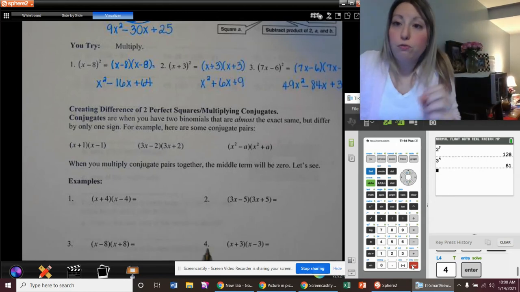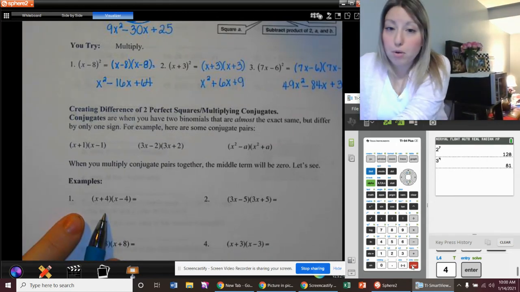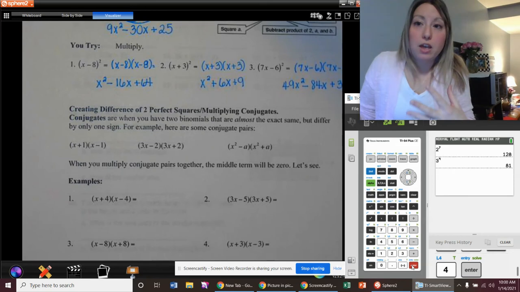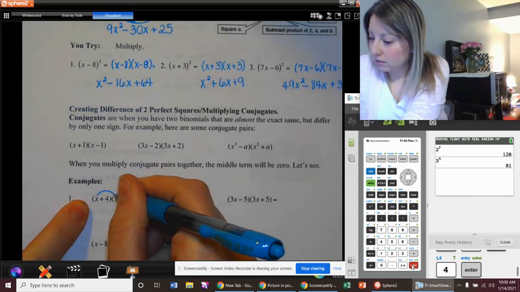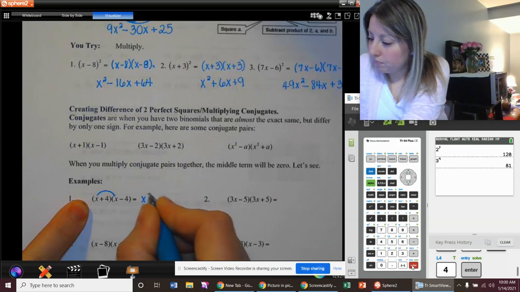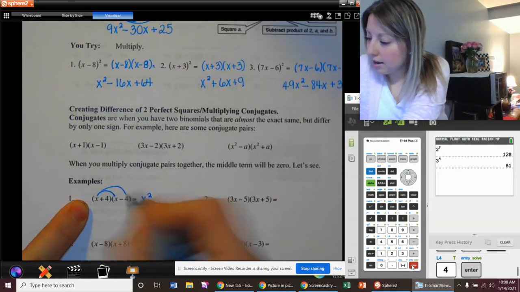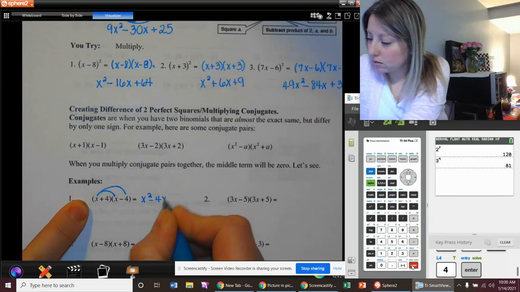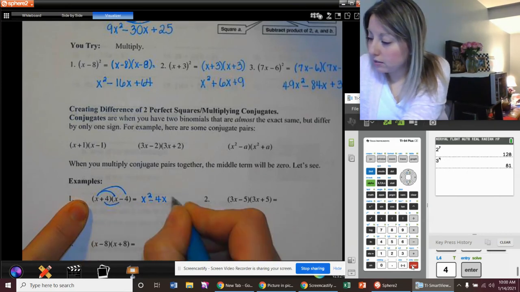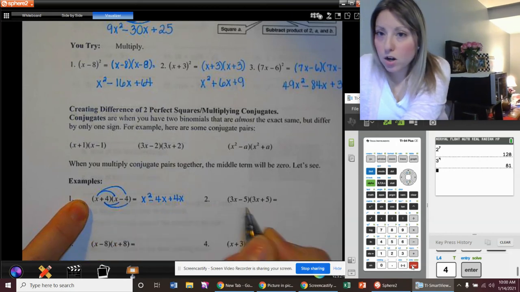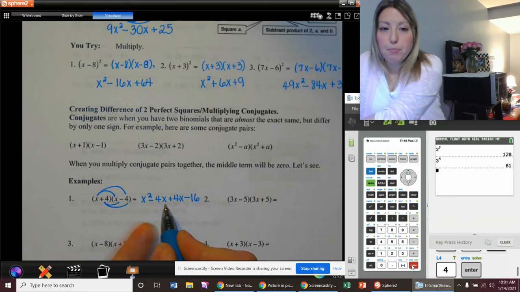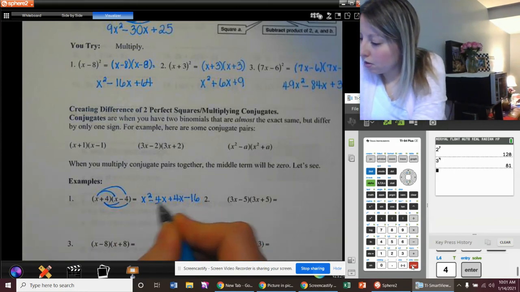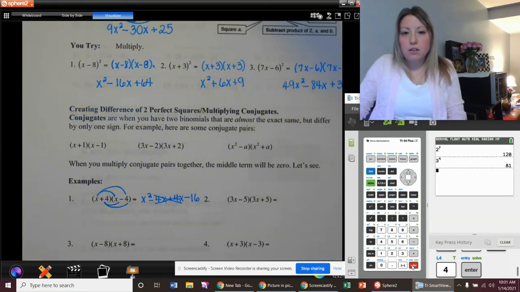I'll show you through foiling this first example. It's an awesome thing that happens for us. X times x is x squared. X times negative 4 is negative 4x. 4 times x is positive 4x. You're probably seeing it right now. And 4 times negative 4 is negative 16. And what happens to these two terms in the middle? Well, they're opposites of each other, so they cancel out to 0.